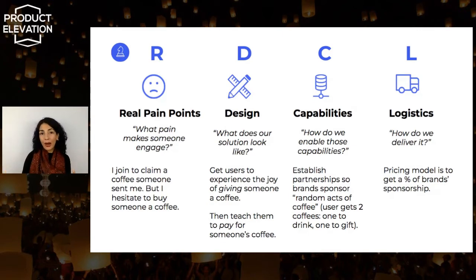And that allowed us in the design to enable the feature where each user was getting 2 coffees from a brand. One coffee they could consume, and the second they had to gift to someone. This way they could learn how to gift coffees and experience the joy of giving. And then in terms of logistics, we completely changed our business model. The pricing model then became that we were going to get a percentage of the brand's sponsorship fee. So this was the radical strategy.